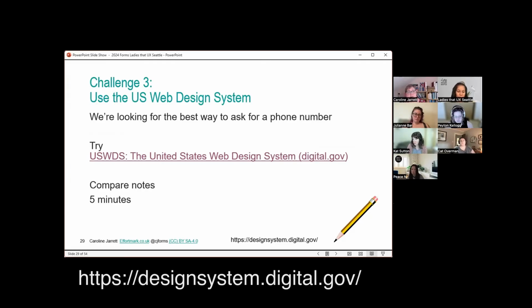Again, I'll give you a little while to see whether that set of guidelines tells us specifically about the best way to ask for a phone number in a way that helps the person we have in mind, who has some disability of some sort that makes it difficult to use the phone. So I'll give you a few minutes to have a look at that, and any comments as you go are very welcome.